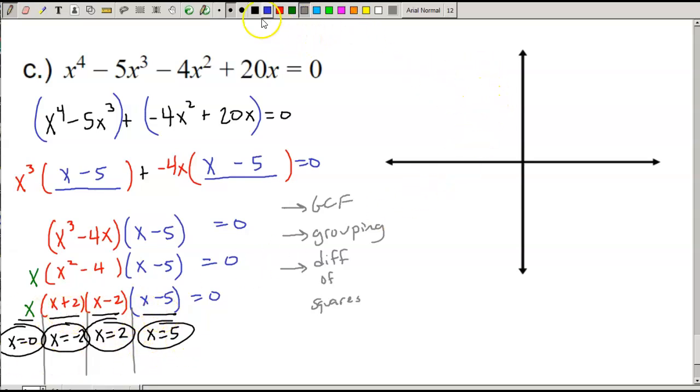Now, again, the graph, let's go ahead and do that. We have 4 zeros here. I'm going to go ahead and label this. Let's see, 1, 2, 3, 4, 5.